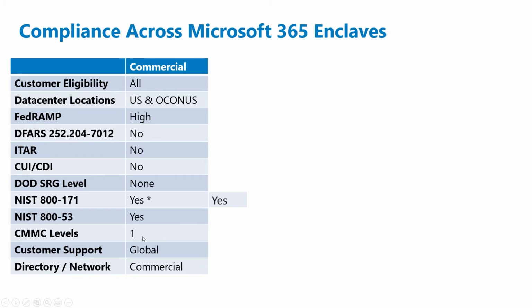And CMMC level 1. Now, the reason why it can meet NIST 800-171 is there is no requirement for environment. You're going to hear me chant that a number of times before the end of this video. No requirement for environment. So, NIST 800-171 can be met in commercial.